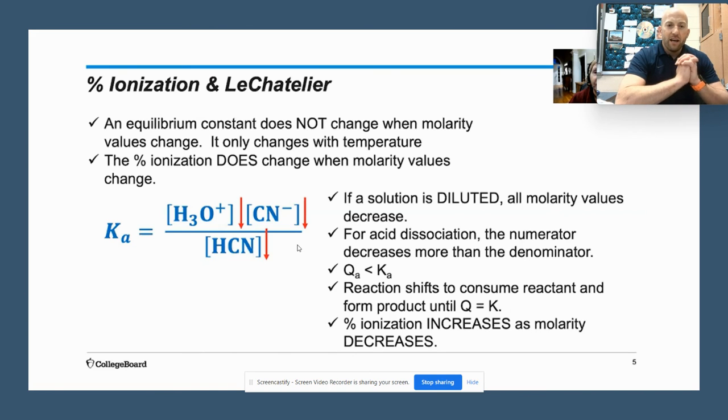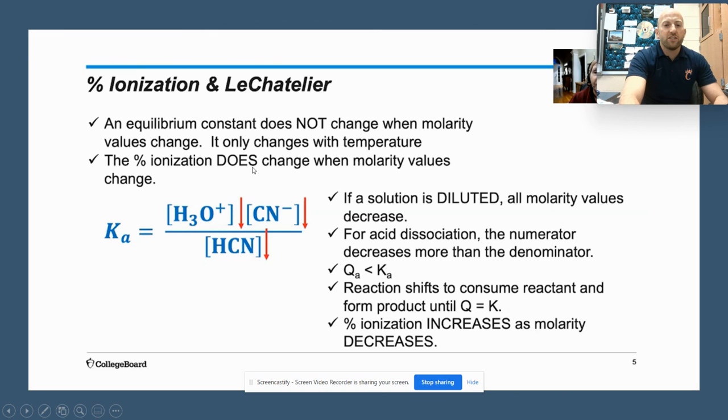Okay, let's look a little bit again about how Le Chatelier deals with this. So if you have an equilibrium constant, it's not going to change with our molarity change. It only changes with our temperature. We talked about that. Your equilibrium constant for water, for example, is 1 times 10 to the negative 14th. No matter if you have a huge amount of hydrogen ions or a very small amount of hydrogen ions, that constant stays the same. However, if you remember too, when we've changed the temperature of water, that constant then changes.